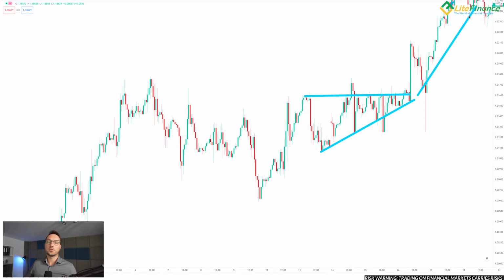We have a further continuation of the uptrend, but before that, of course, the market makers tried to stop us out of the market. So you need to have in mind that the stop losses need to be set correctly. You need to test it by yourself.